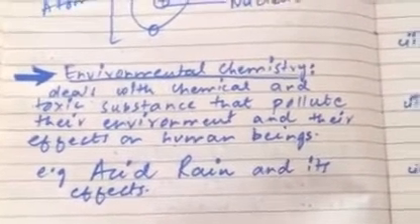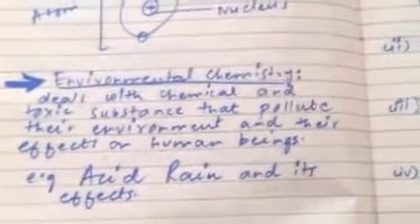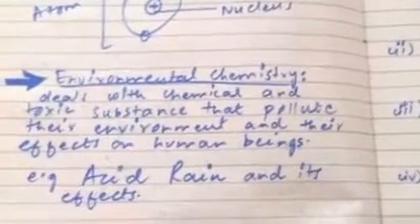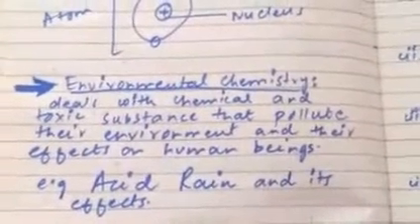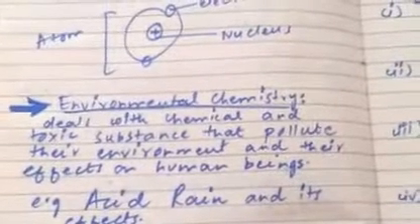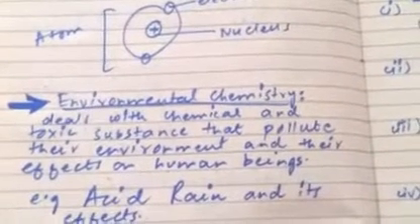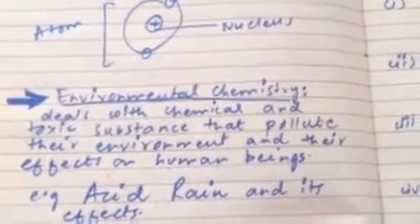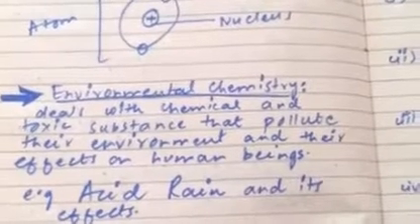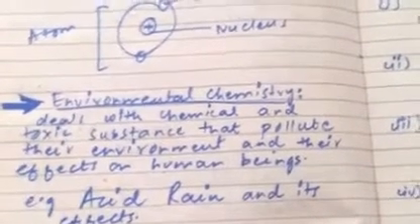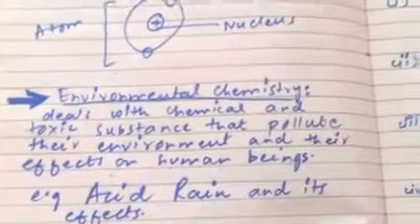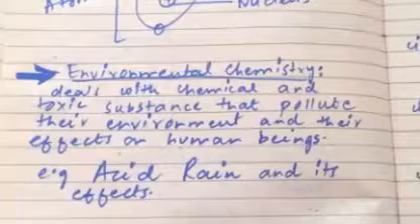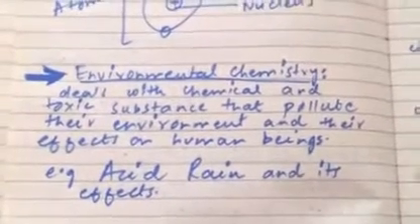pollute the environment and their effects on human beings. So it is simple: chemical or toxic substances that are present in the environment cause pollution. It may be air, water, soil, land, whatever pollution, and that pollution causes adverse effects on human beings, because when humans are exposed to pollution, they may be exposed to viral or allergic infections, or respiratory or other fatal diseases. So these chemical and toxic substances have an adverse effect on human beings as well.